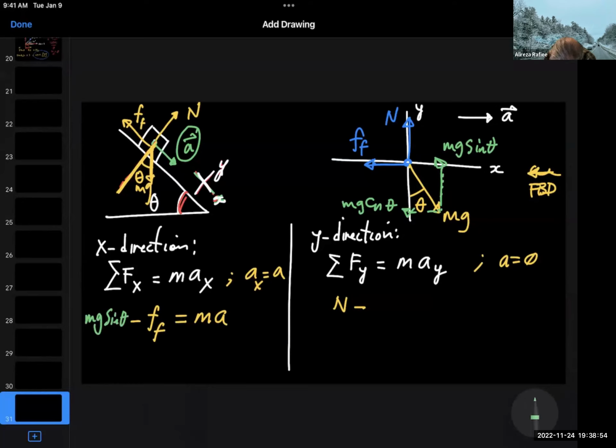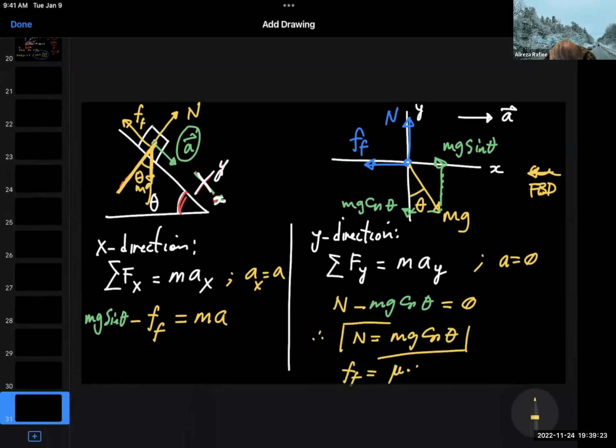And then here I have n minus mg cosine of theta, and it would be equal to m times 0, which is 0. Now, this is easy to solve, so I would say n is equal to mg cosine theta. The reason this is useful is because f of f would be mu times n, so I can easily say that mu mg cosine theta would be the f of f, which I needed for the other one.